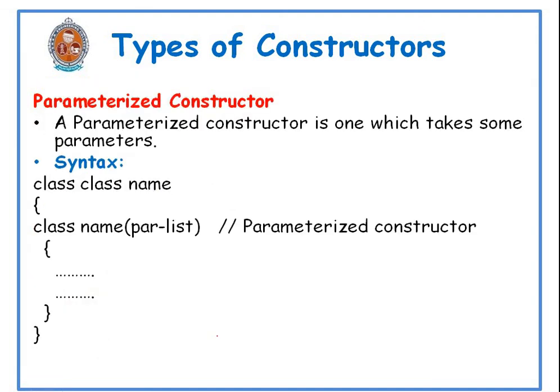Coming to the parameterized constructor, a parameterized constructor is one which takes some parameters. That means here also the constructor name is similar to the class name but it has some parameters. So a constructor having some parameters is known as a parameterized constructor.